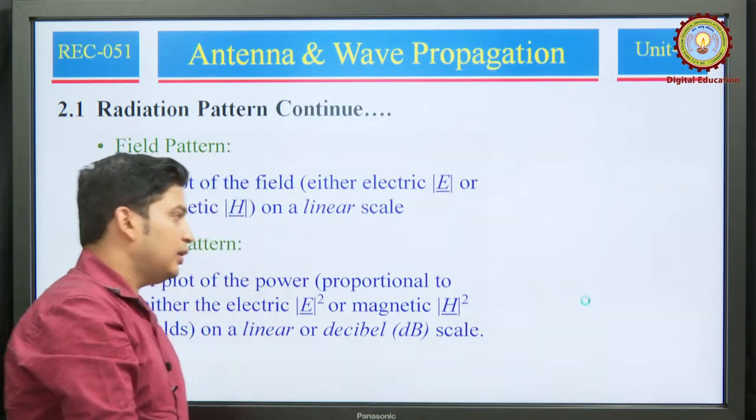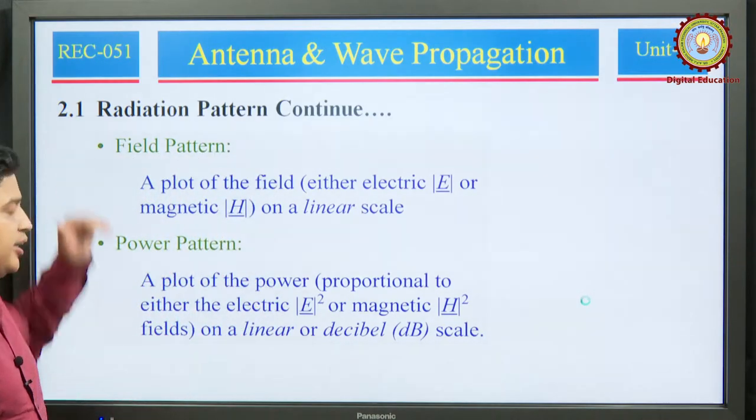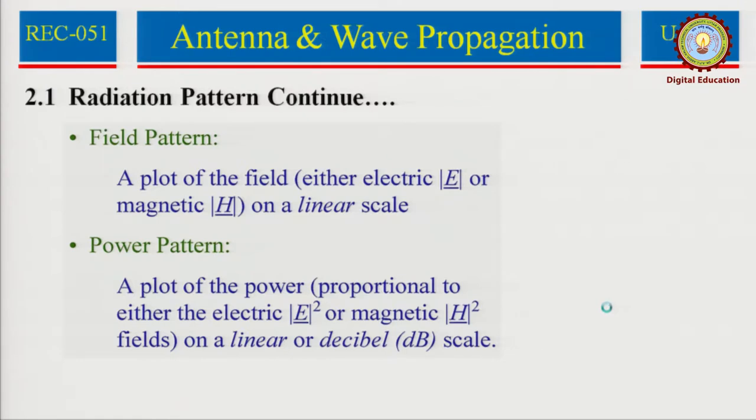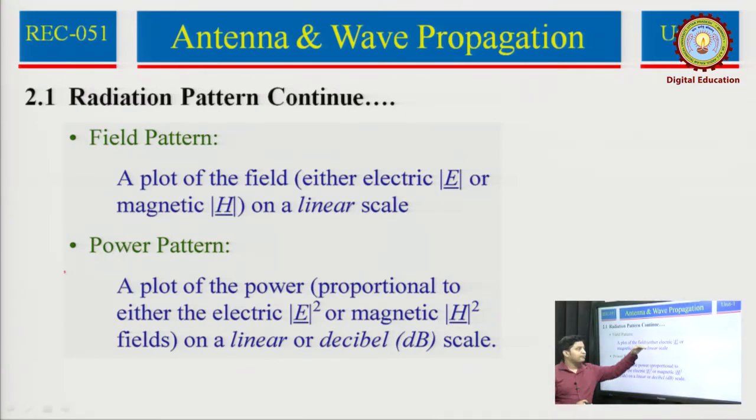So, coming deeper into this radiation pattern, it can be categorized into two. One is field pattern and another is power pattern. So what is field pattern? The field pattern is nothing but a plot of the magnitude or amplitude of electric or magnetic field on a linear scale.